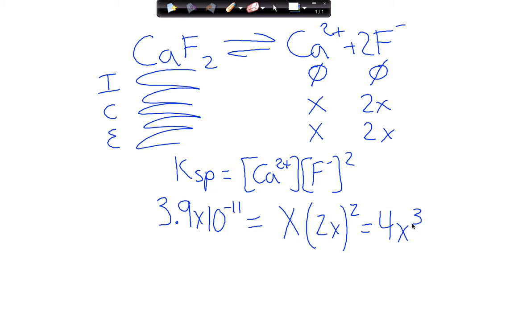Now we solve that for X. 3.9 times 10 to the negative 11th divided by 4, and then take the cube root. And I get 2.14 times 10 to the negative 4th molar.